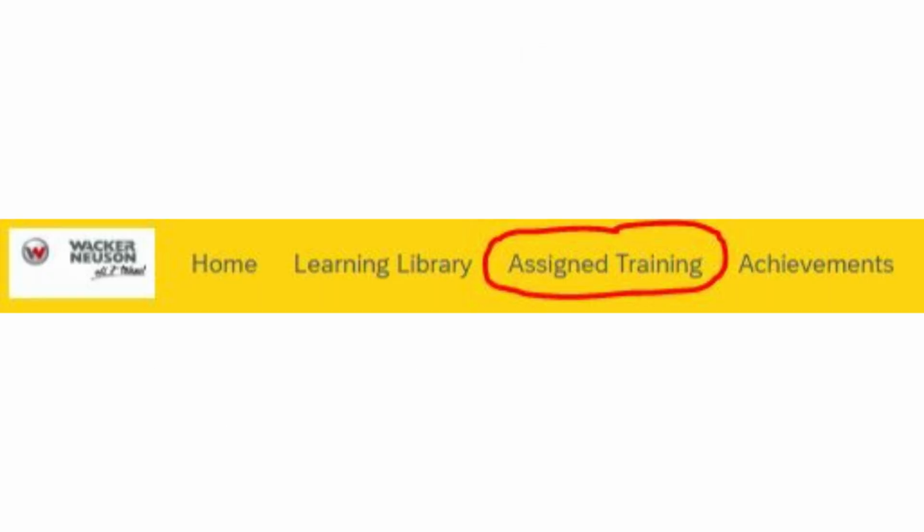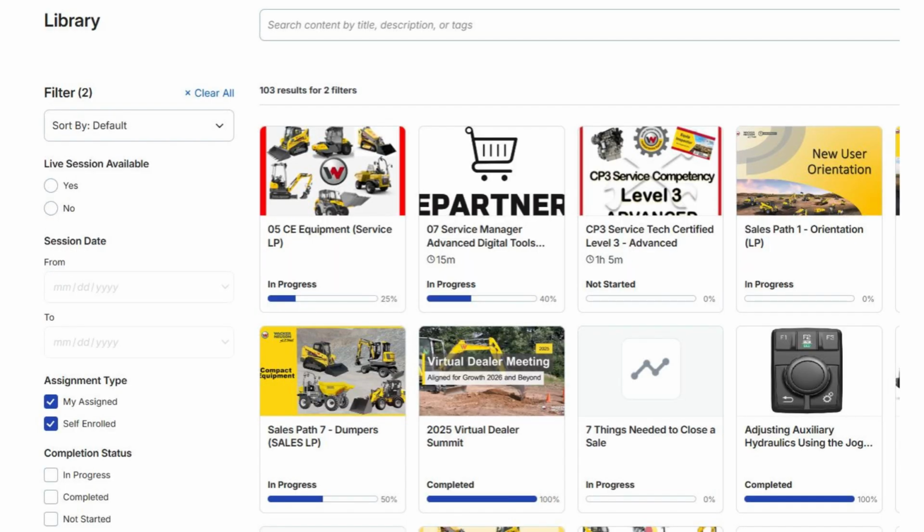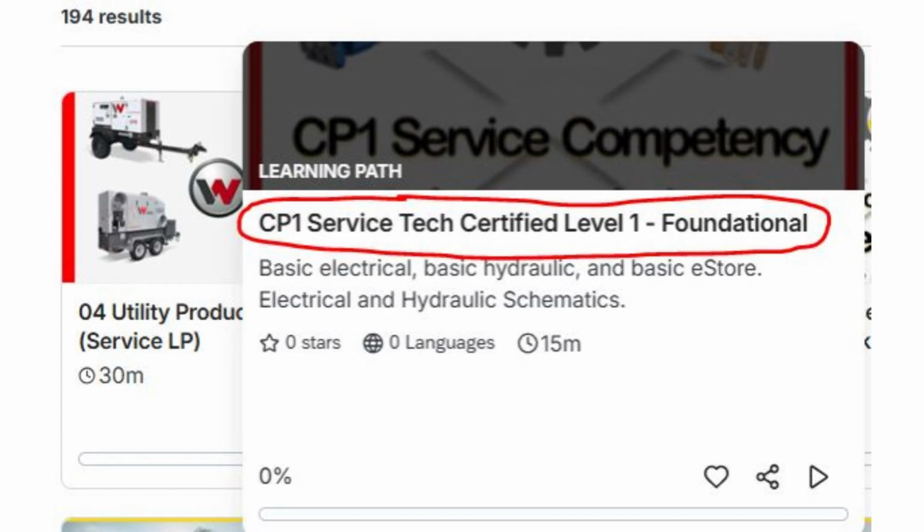Another way to view all your courses is by clicking the Assigned Training link in the top menu bar. It will display all your courses that are assigned or that you self-enrolled in. You can hover over any tile to see more details. You can click the title to open an item, which will self-enroll you in the course or learning path.